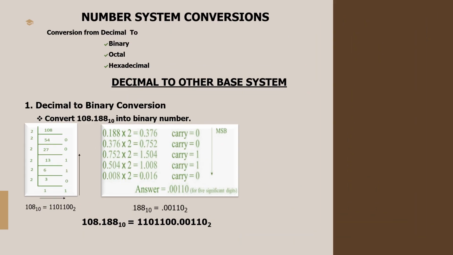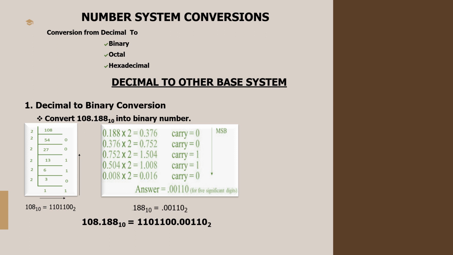Then we are going to see the number system conversions. We can convert each number system to another number system. For example, we can convert decimal to binary or binary to decimal or octal to decimal and octal to binary like that. The first one we are going to see is the decimal to other base systems, that is, decimal to binary, decimal to octal, decimal to hexadecimal. The first conversion is decimal to binary.